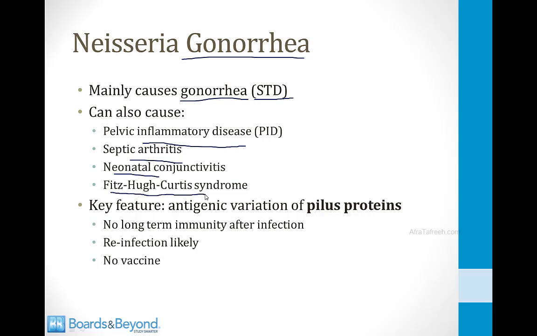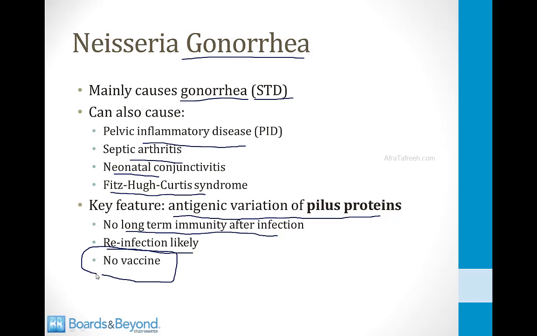A very important feature of gonorrhea, and something that is high yield to know for Step 1, is that the bacteria has antigenic variation of its pilus proteins. This means that subsequent generations of the bacteria vary the proteins present in their pilus, so you don't get long-term immunity after infection. If you've had gonorrhea once, you're still vulnerable to get it again. The first infection does not protect you, so reinfection is likely. This also means you can't make a vaccine, because if you vaccinated against one species, the next species would be different and you wouldn't be protected.